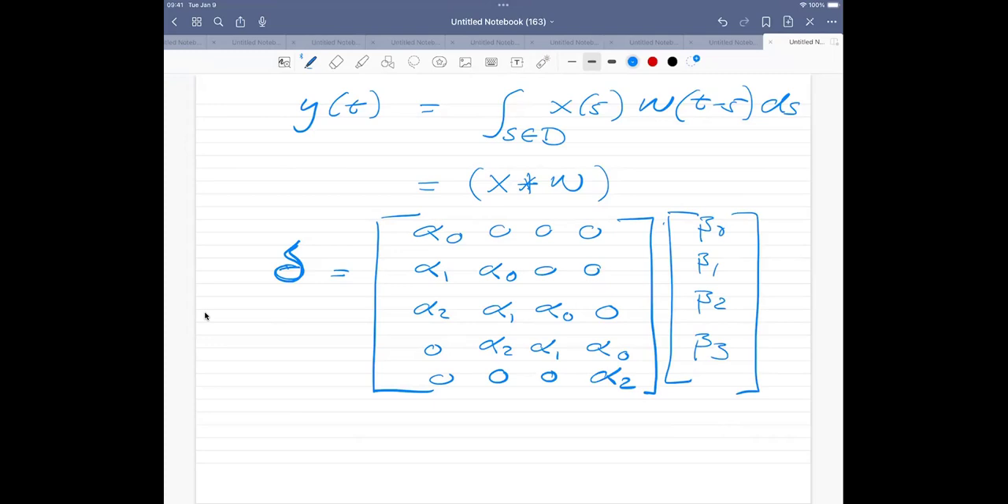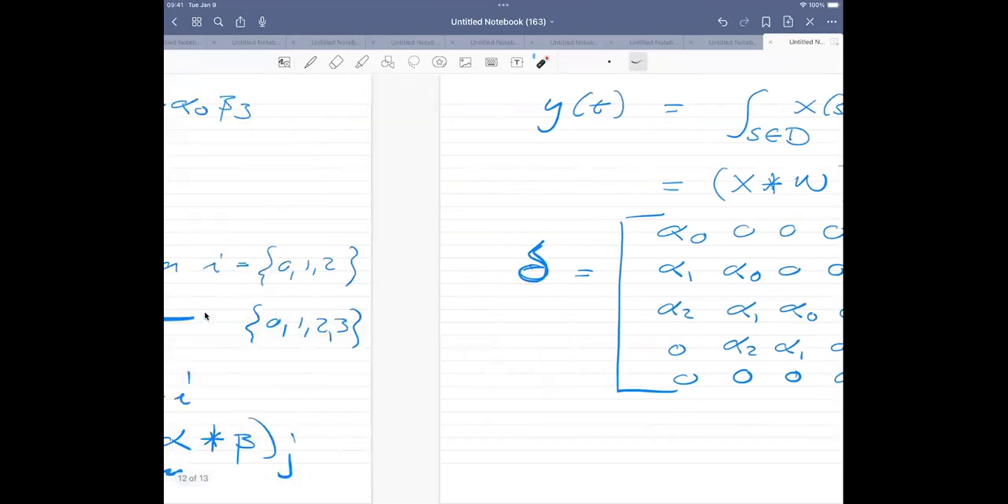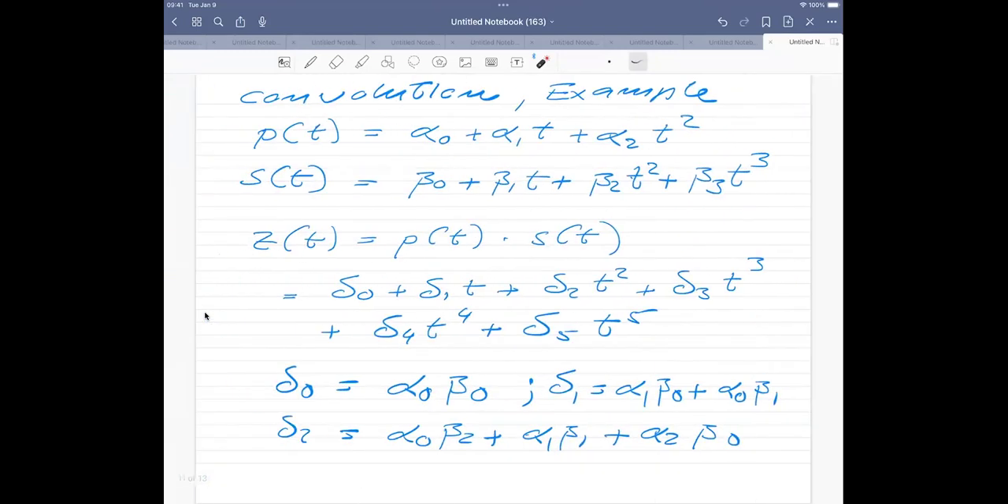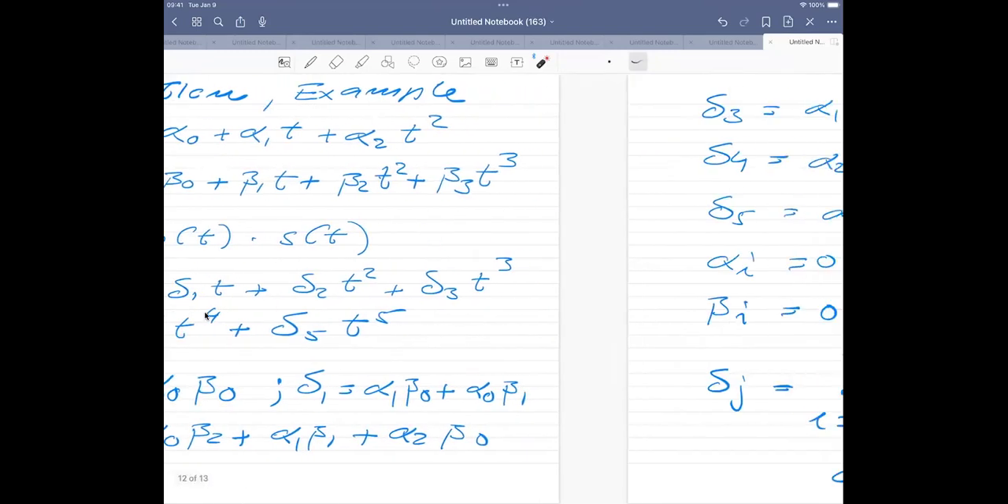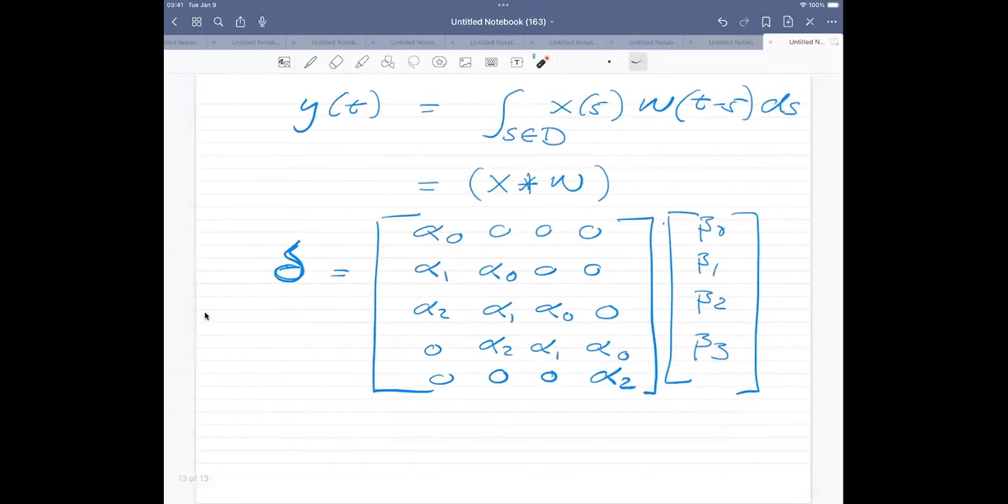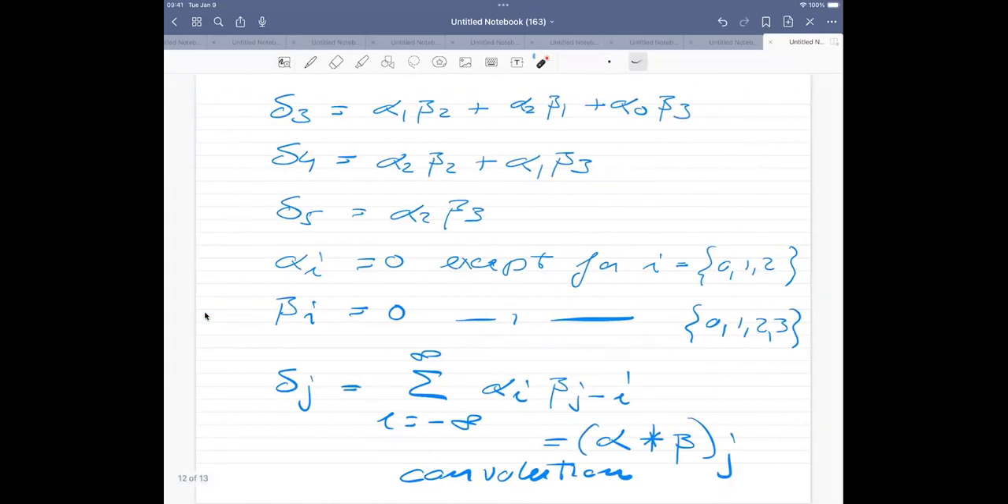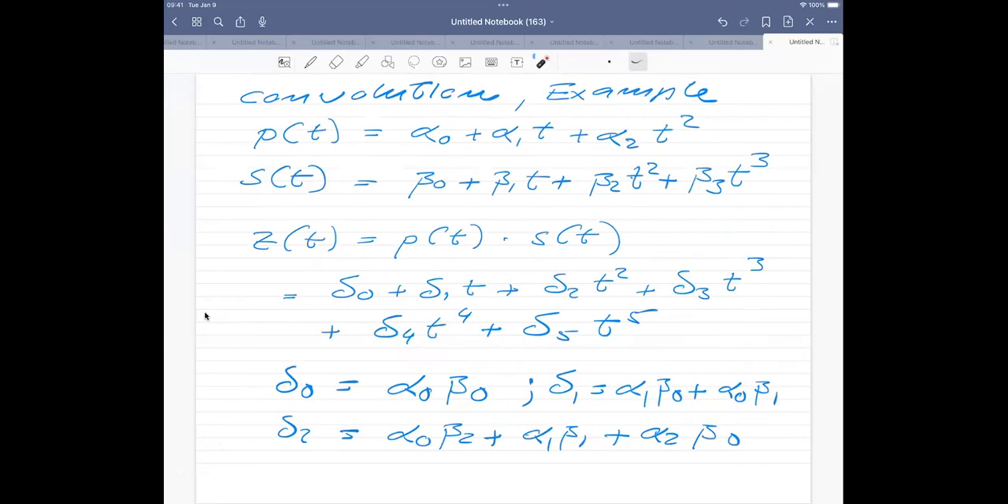So if you perform the matrix vector multiplication, you see now, just to give you an example, I have alpha 0 times beta 0. That is going to give me delta 0, as we saw here. So this is delta 0. If I look at my next row here, I have alpha 1 times beta 0, alpha 0 times beta 1. And then I go back here, and you see that delta, so this should actually be delta 1 here. Sorry for that. There, no, sorry, that is delta 2.